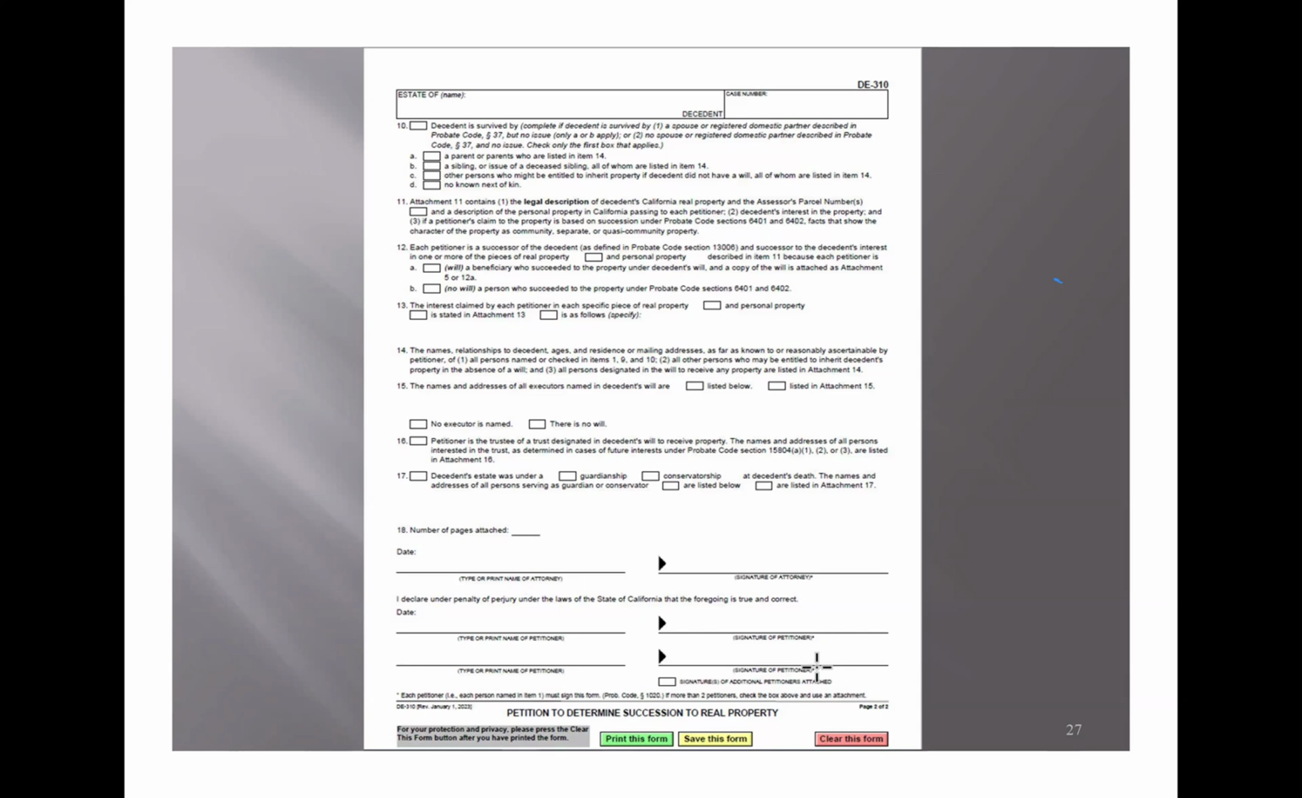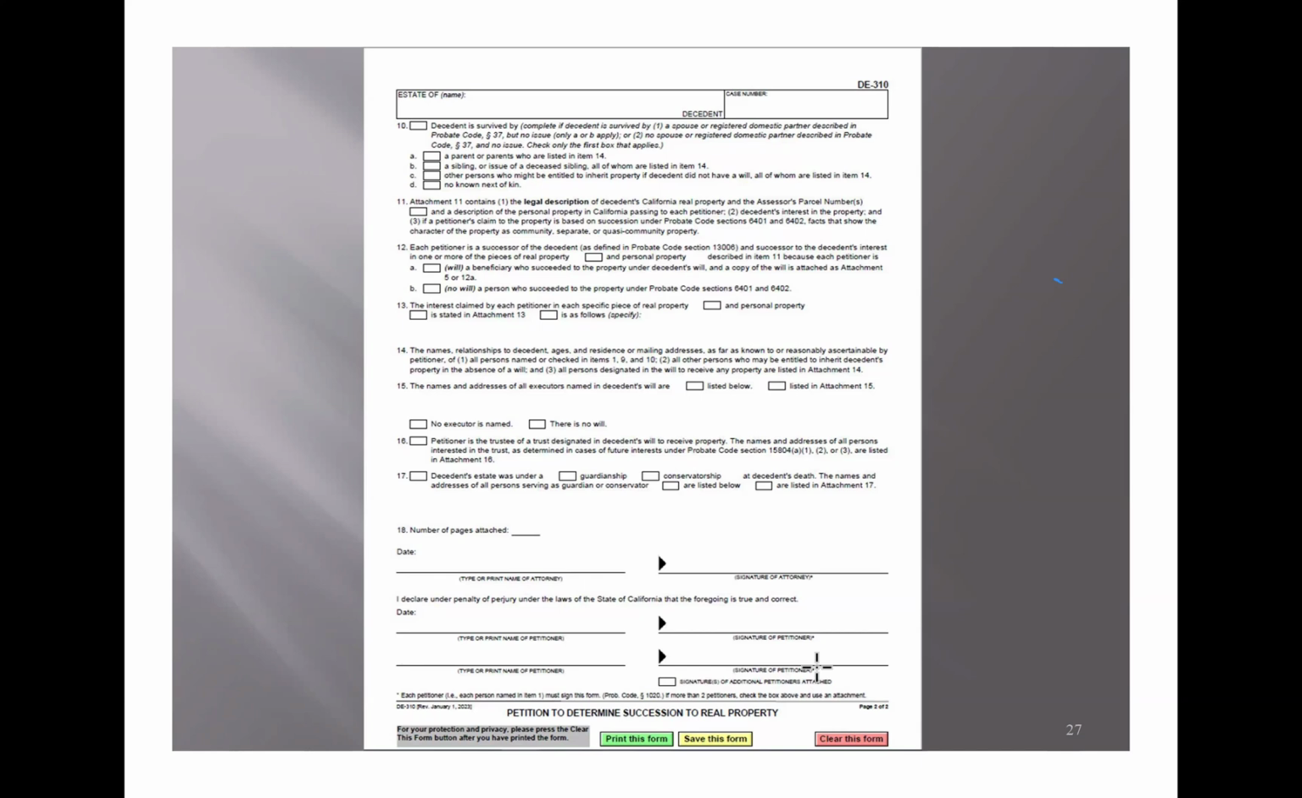Now, what is that for? This is so the court knows who should have been notified, because all these people have to be notified of the hearing on your matter. I'll get to that in a minute. So if there was a will, you have to include in number 15 the names and addresses of all the people listed as executor. Or you check the box, no executors named, or there is no will, okay?